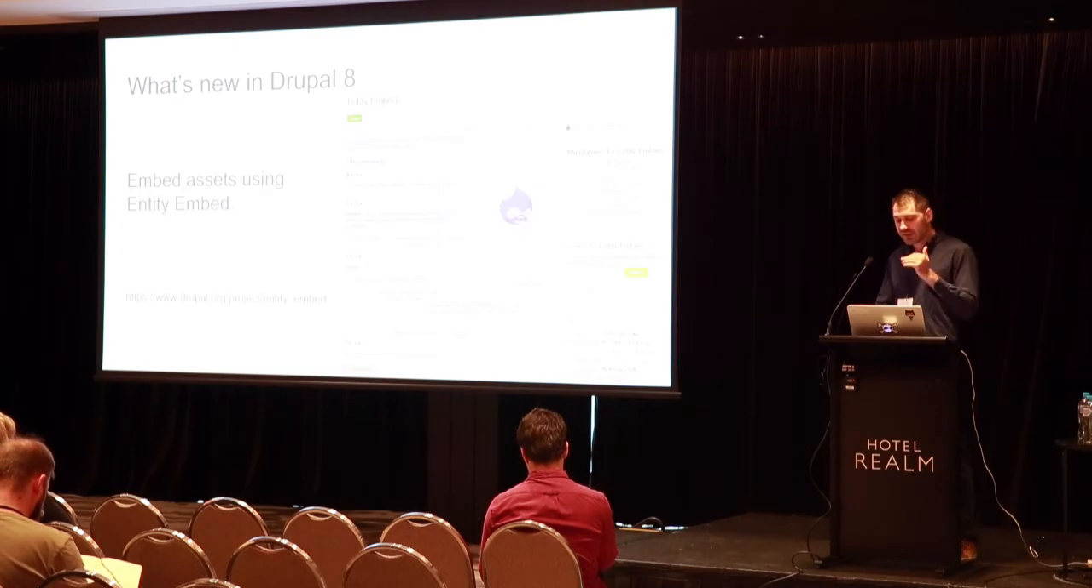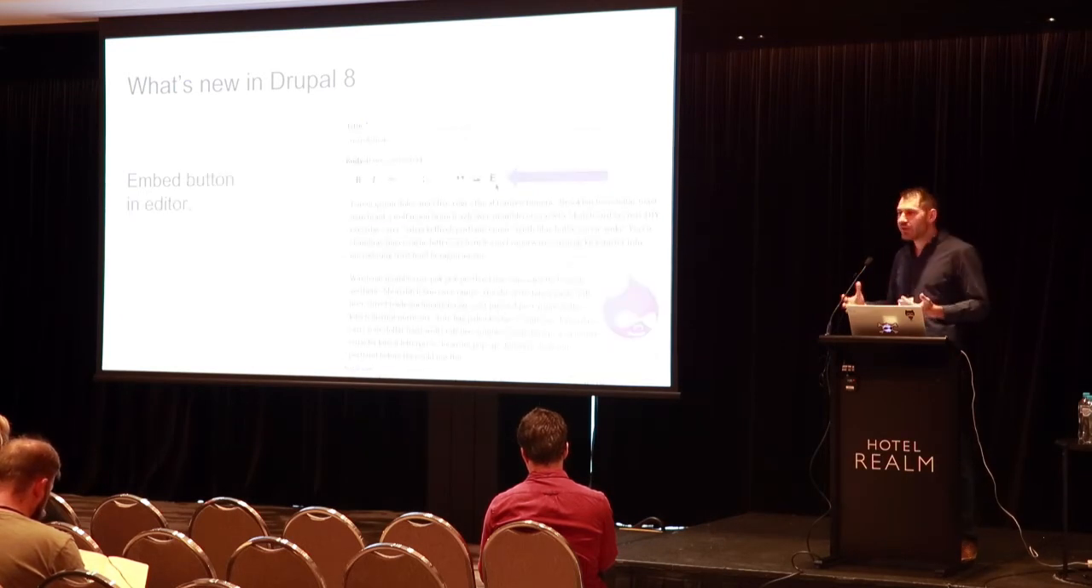So finally, let's talk about embedding. To embed an asset, you should use Entity Embed. This module has been around for a few years. There's a few Drupal 7 versions, but the Drupal 8 version is the de facto way of embedding assets until this functionality is built into core. When you configure it, you get this nice little icon with an E. That's the default icon, but you can change it to whatever you want.